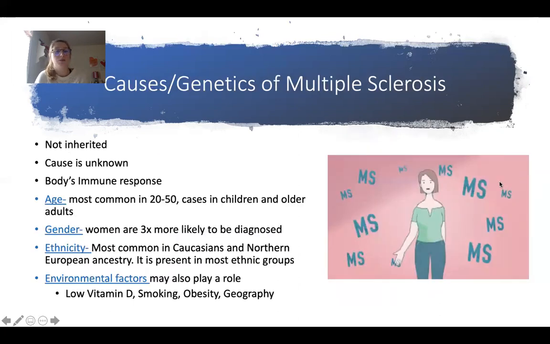Causes and genetics of multiple sclerosis. It's not inherited, and the cause is unknown, but researchers think it has something to do with the body's immune response. It is most common in ages 20 to 50, but there are also cases in children and older adults. Women are 3 times more likely to be diagnosed with MS than men, and it is most common in Caucasians and those of Northern European ancestry, but it is present in most ethnic groups. Environmental factors can also play a role in the cause of multiple sclerosis, like low vitamin D, smoking, obesity, and the geography of where you live.